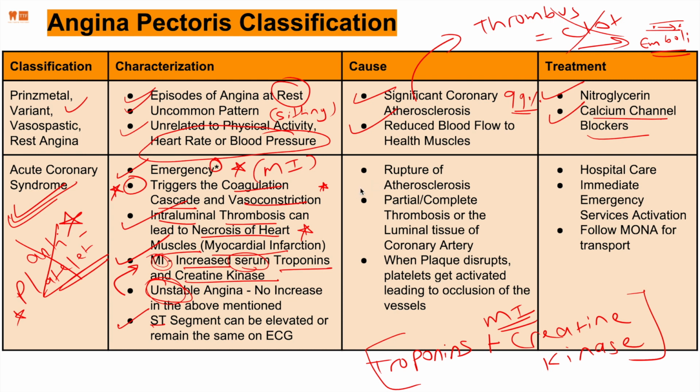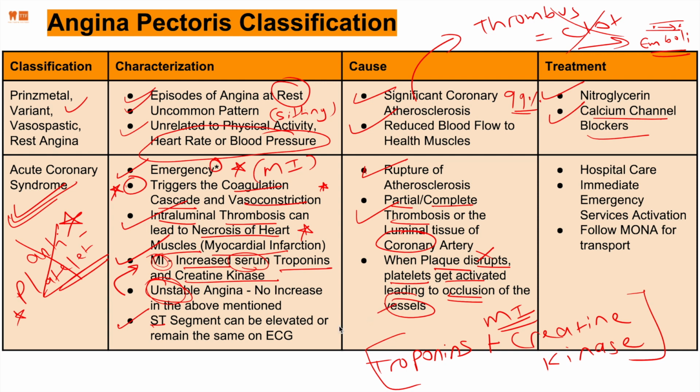So what causes it? As usual, when the atherosclerosis ruptures, there's a partial or a complete thrombosis, or luminal tissue inside the coronary artery. Now we're talking about a clot that has been dislodged, that has been repositioned. There may be multiple clots. When plaque disrupts, platelets get involved. So when there's atherosclerotic plaque and it breaks down, platelets are invited because they think, oh my God, there's bleeding in the coronary artery. Therefore, platelets get activated, leading to further occlusion of vessels.